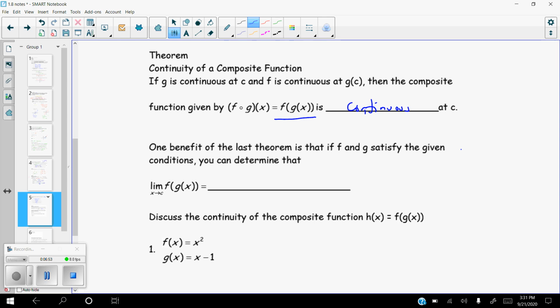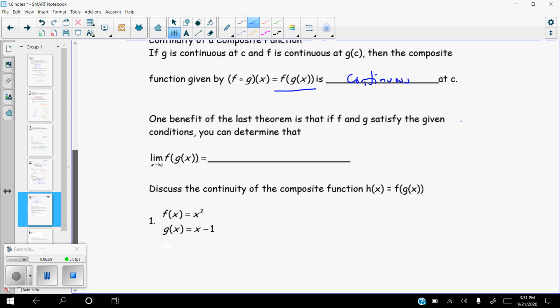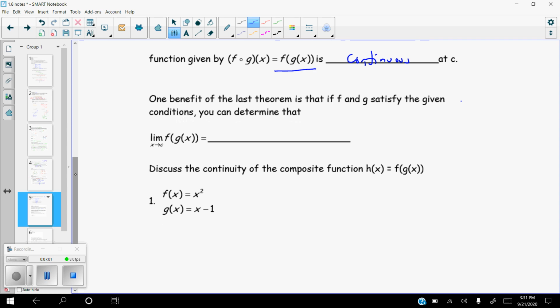So one benefit of the last theorem is that if f and g satisfy the given conditions, you can determine that the limit as x approaches c of f of g of x is just directly substituting in c. It's f of g of c, and that's because g is continuous at c, f is continuous at g of c, therefore the whole thing is continuous. You just plug c in. So how would something like that work?